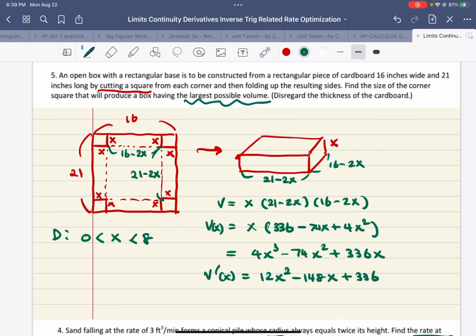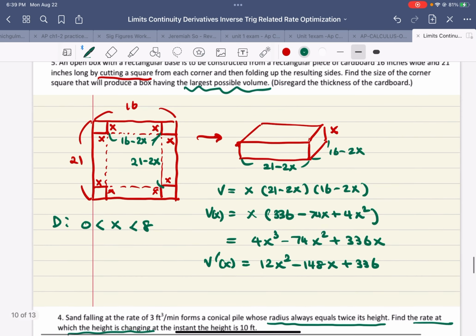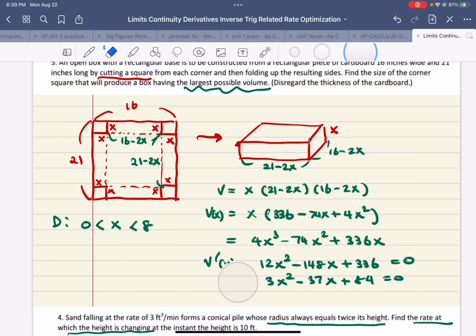So from here, you can reduce by 4. Then 3x squared, and then set equal to 0. That's why you can reduce by 4. Minus 37x plus 84. I'm not going to put the equal sign here.